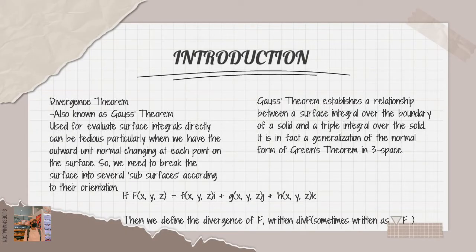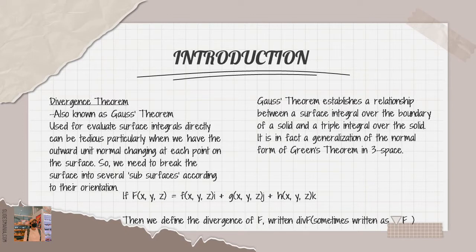Let me give you an introduction to our assignment. What is the divergence theorem? The divergence theorem, also known as the Gauss theorem, is used because evaluating a surface integral directly can be tedious, particularly when the outward unit normal changes at each point on the surface. So we need to break the surface into several subsurfaces according to their orientation.